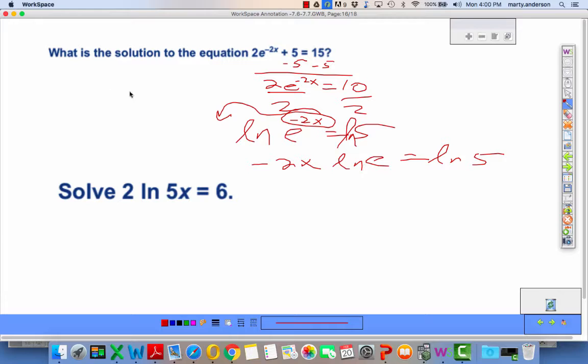Hey, what's the ln of e? Let's think about that for a moment. E to the what is e? Ln of e is equal to 1. So if that's 1, I get negative 2x equals ln 5.